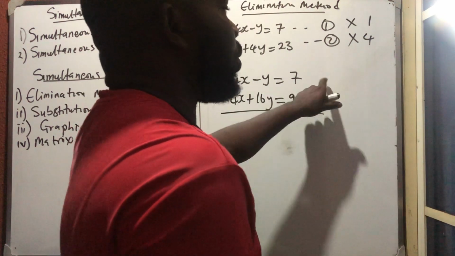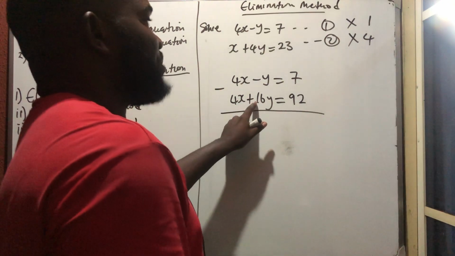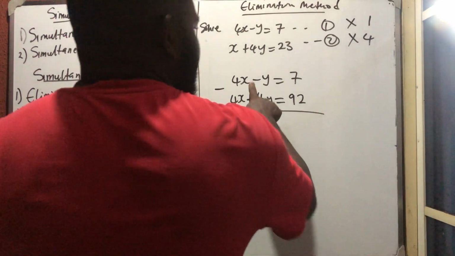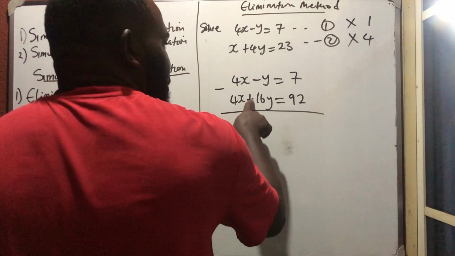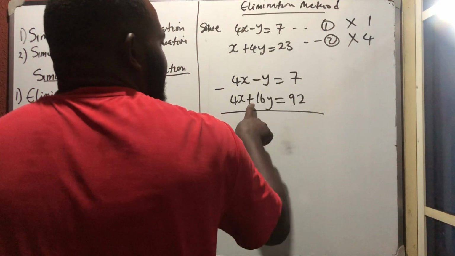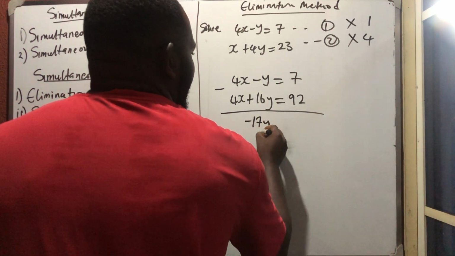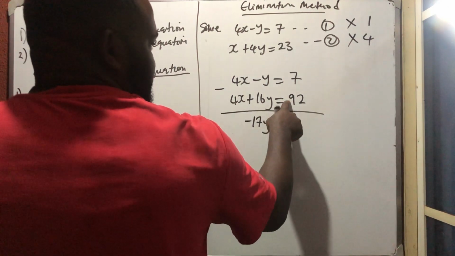It doesn't affect the people up. It only affects the people down. So first of all, I will say minus plus is minus. Then I will now say minus y minus, because this one is already minus. Minus plus is minus. So minus y minus 16y, which will give you what? Minus 17y is equal to, minus is affecting the one down. This is minus plus here is minus.